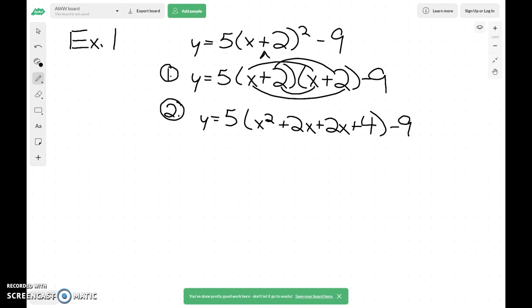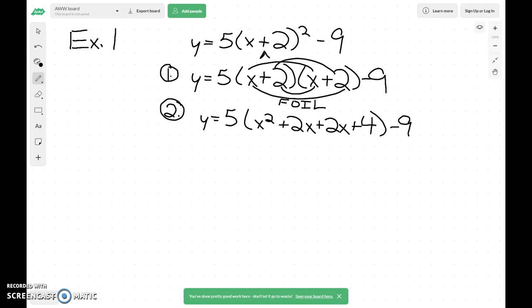Now, at this point, you can feel free to use any type of method you want to. If you like, this was the FOIL strategy. All right, this was FOIL: first, outside, inside, last. But if you choose not to use FOIL, you could use the distributive property, or you could use the box strategy, which a lot of people used yesterday. We'll do example 2 with the box strategy.